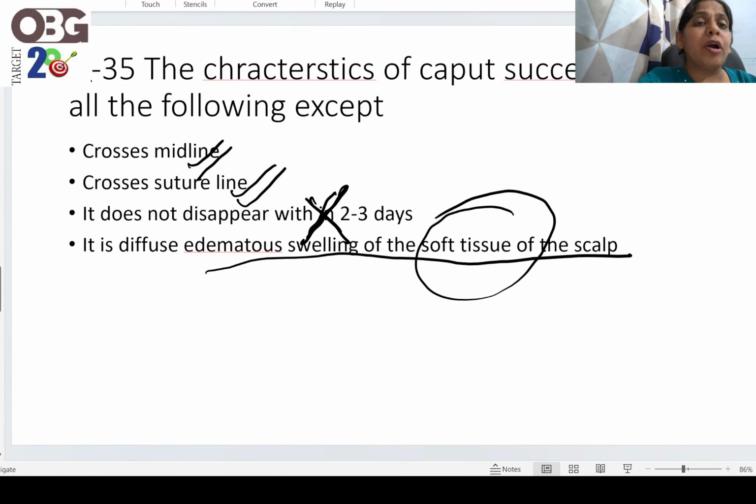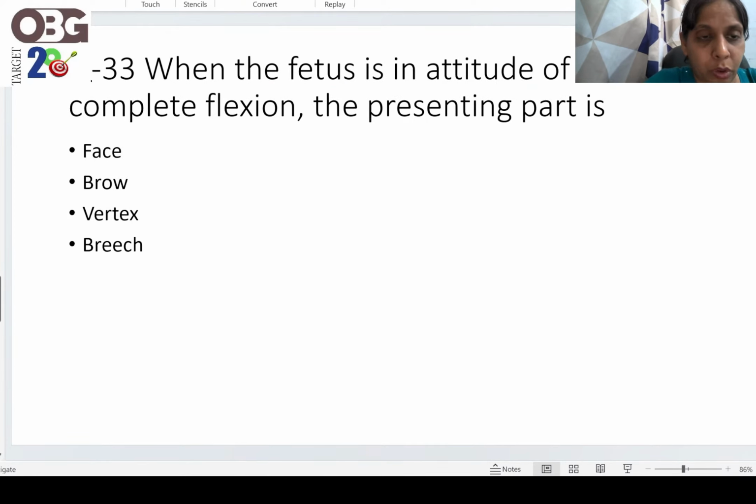Which is the swelling of the fetal head which does not cross the midline, which does not cross the suture line? What is that swelling? Do write in the comment section. In this NEET PG, we have got a question on caput succedaneum, but the question was not exactly recalled, only we know the topic. So we should read this topic in detail. Okay? So you have to tell me which swelling of the fetus head does not cross the midline and does not cross the suture line. Which swelling? Okay?